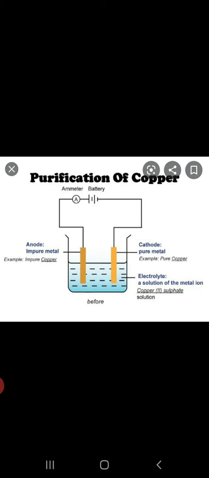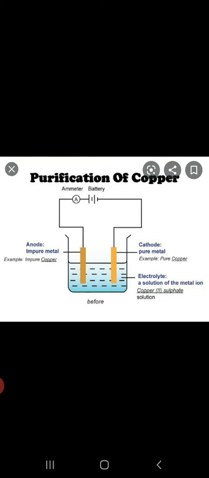We all know that anode is positively charged or negatively charged electrode. Anode is positively charged electrode. So impure metal will be connected to the anode. And a pure metallic strip is used as cathode. Cathode is negatively charged electrode here. Alright, so we took a strip of copper, that is the pure metal, and that will act as the cathode. And another impure metal strip or rod we will take, that will work as anode.